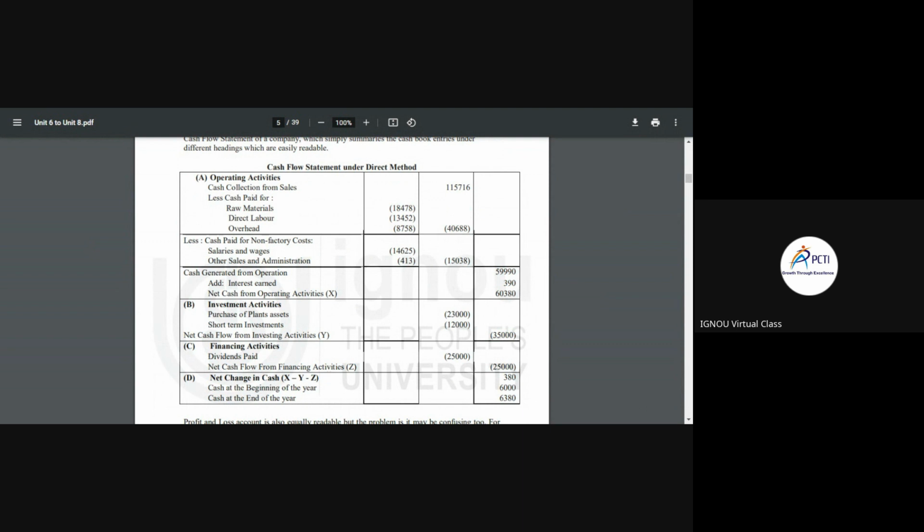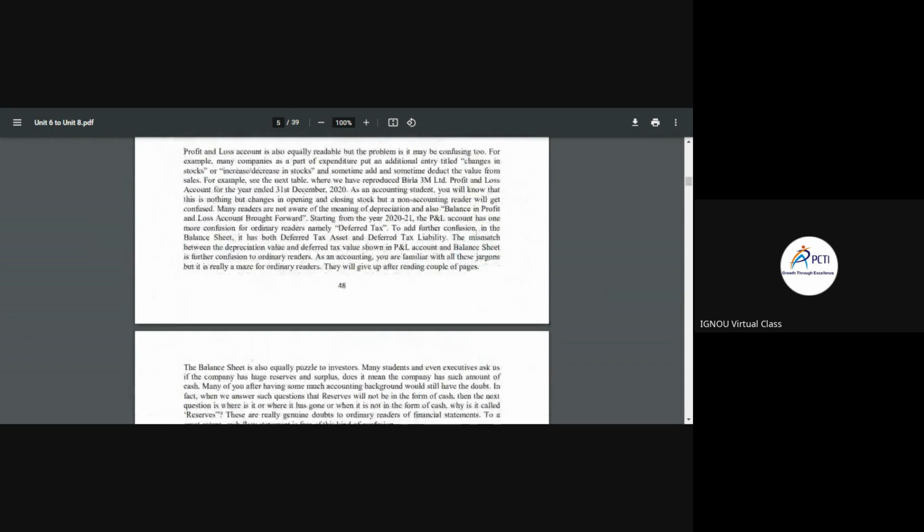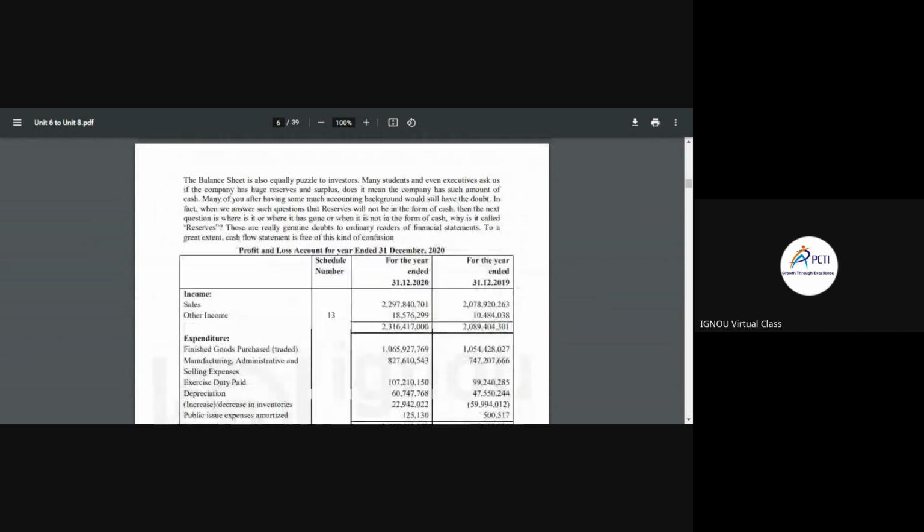Next one is net change in cash. That means we need to add all three, and then we have cash at the beginning of the year. We add the cash at the beginning of the year to the net change in cash, and we get cash at the end of the year. So like this, we need to make a cash flow statement.